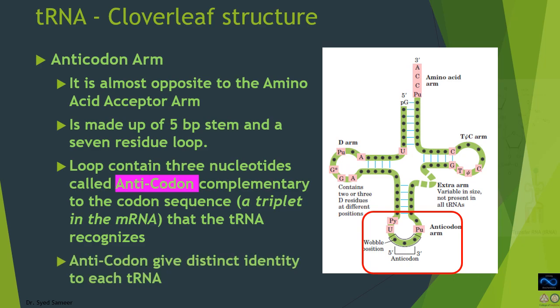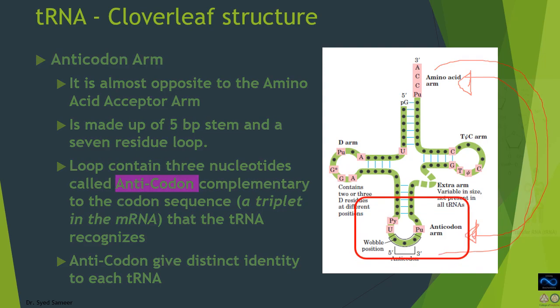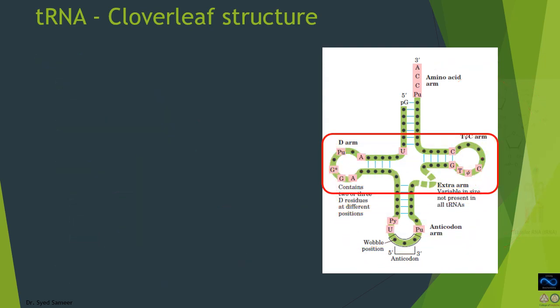And the anticodon arm is the one which gives distinct identity to the tRNA in charging it with a specific amino acid. So amino acid charging is based upon the type of anticodon, and what the anticodon specifies.